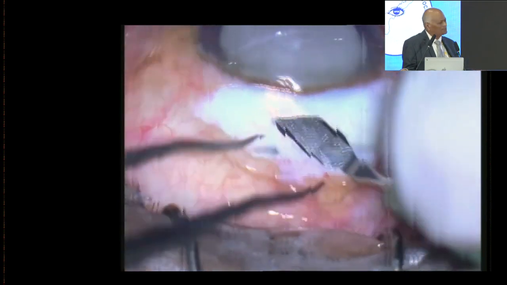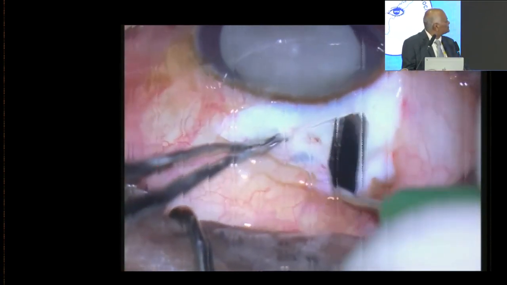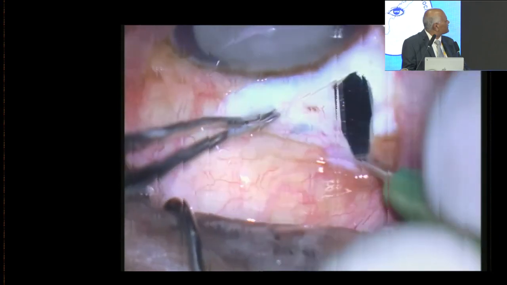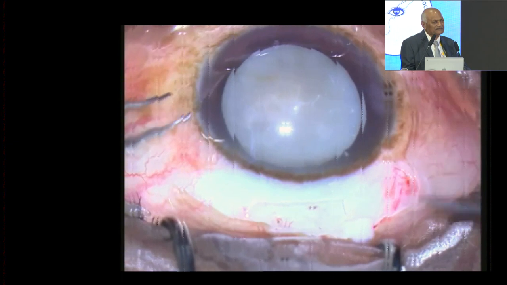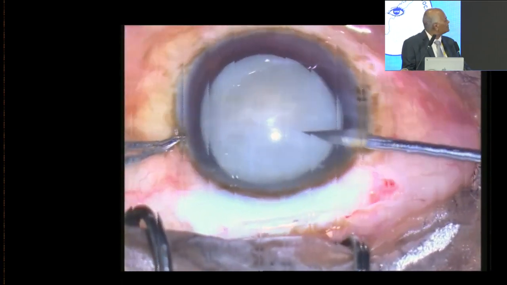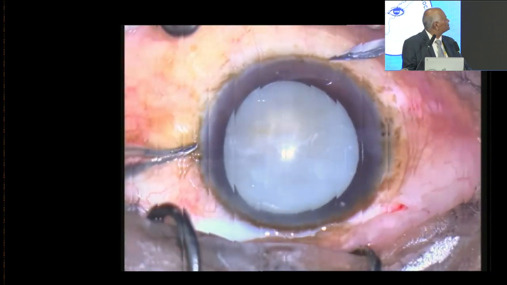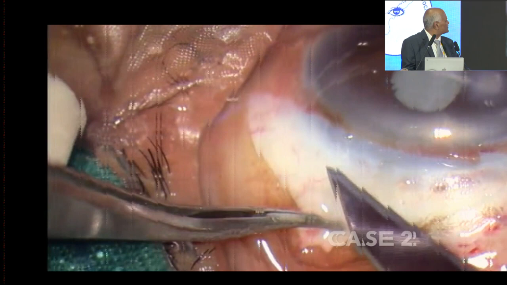Now see the pockets are made. It is a 1.5 millimeter pocket on both sides. These two pockets are very, very important. And now the side port I am making here. I always do it with the Blumenthal technique. This is another side port I make.